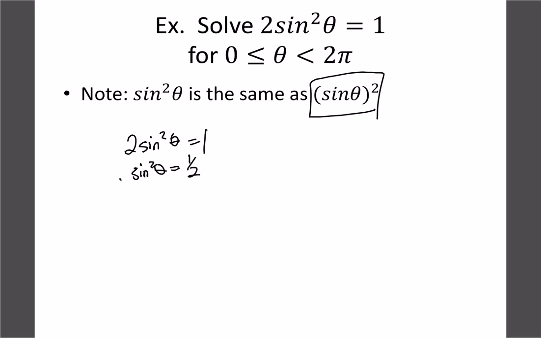And then we want to square root it. That would undo the squaring. So we get sine theta equals square root of 1 over 2. But let's break this apart. Square root of 1 is just 1. Square root of 2, we can write it as 1 over root 2. And now we can solve this.